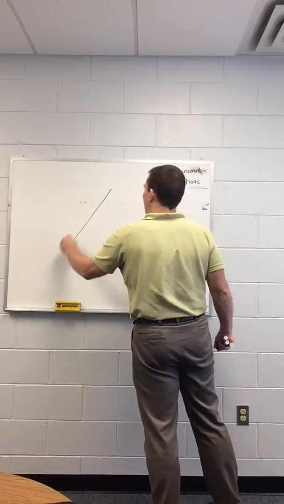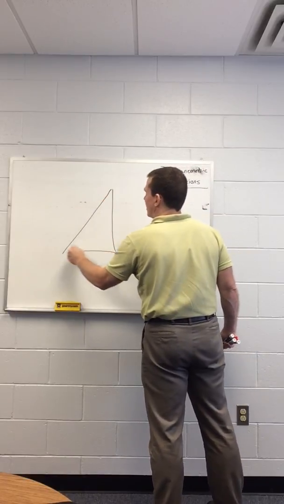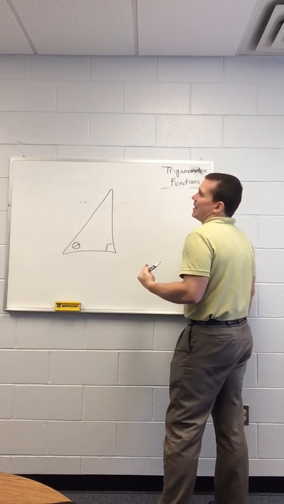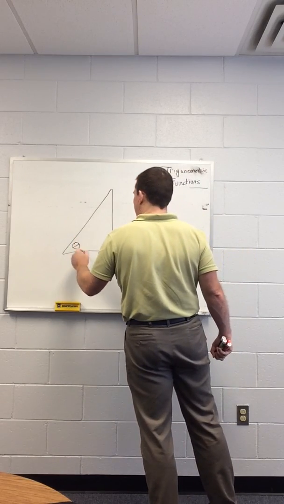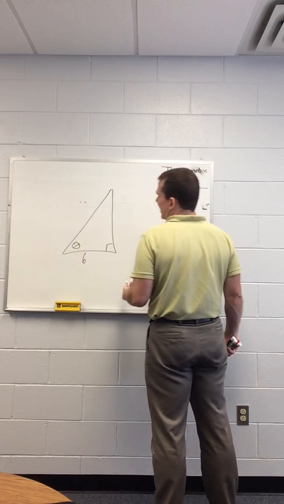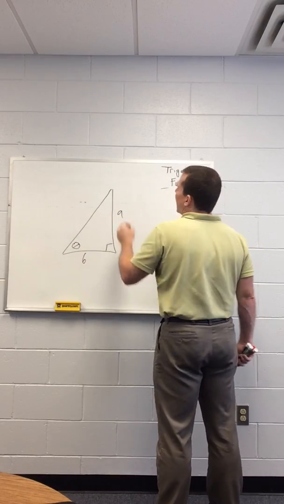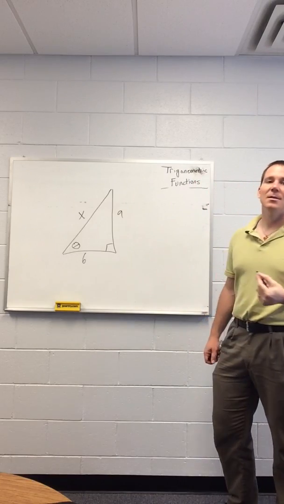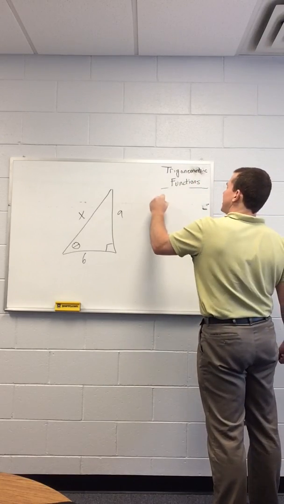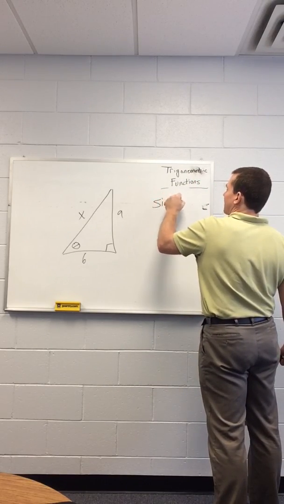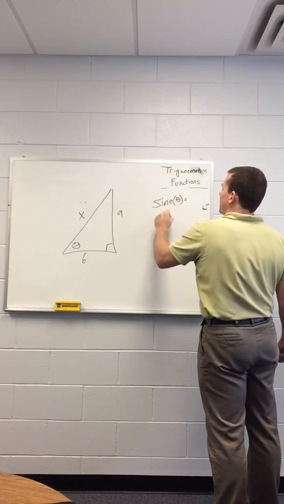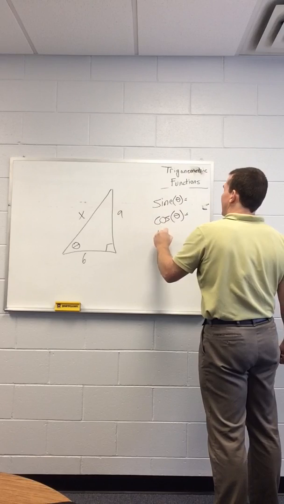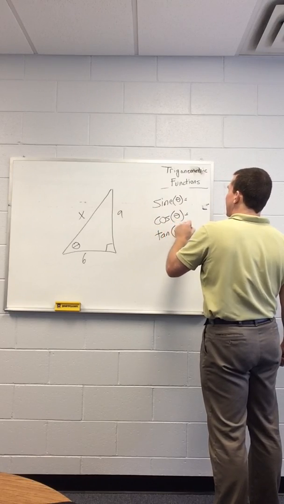Suppose I have this triangle right here. We'll just make it up. There's my right angle. Here's my theta. And suppose I have, this is 6, that's 9, and I don't know what that side is. Call it x. Find sine of theta, cosine of theta, and tangent of theta.